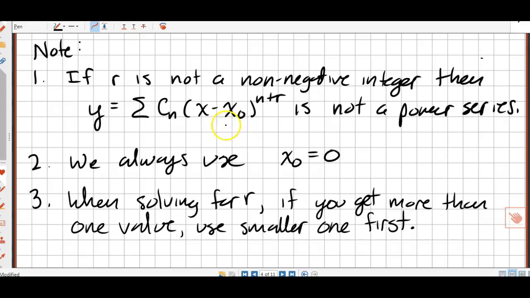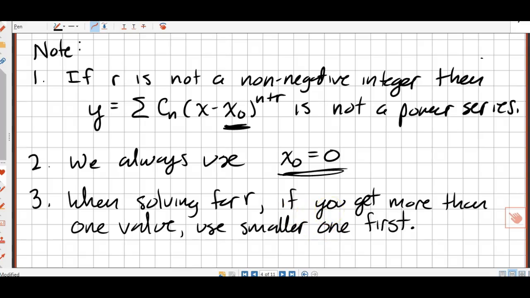Also, the x sub 0 value, we're always going to let it be 0, right? So we're always just going to say x raised to the power n plus r. And also, when we are solving for r, in most of the examples we look at, we're going to actually get two solutions. And if we get that, then one of them will be bigger than the other one. And so we're always going to use the smaller one first. Okay, and that will make more sense once we actually start solving a problem.